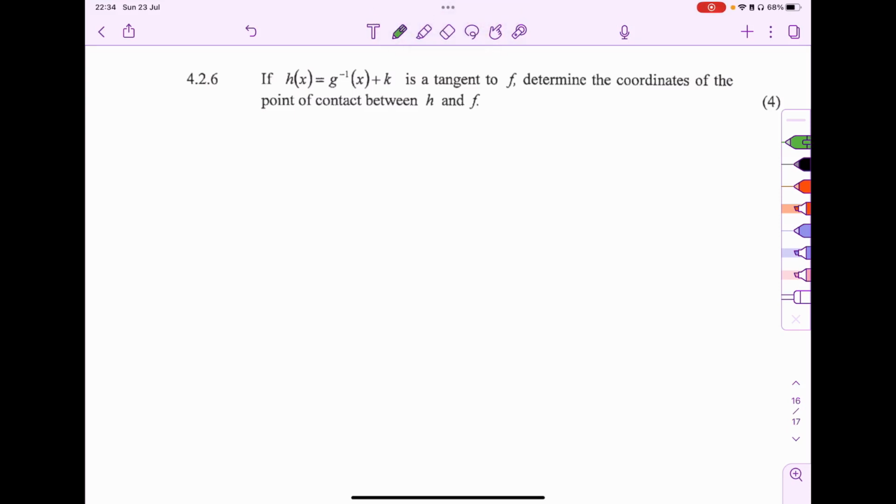equal to G inverse of x plus k is a tangent to F. Determine the coordinates of the points of contact between H and F. So there's two ways of doing it. One, by finding out the derivatives and then equating it to the gradient of the graph. Next, we can also find the discriminant. So let's first do the derivative of f of x.